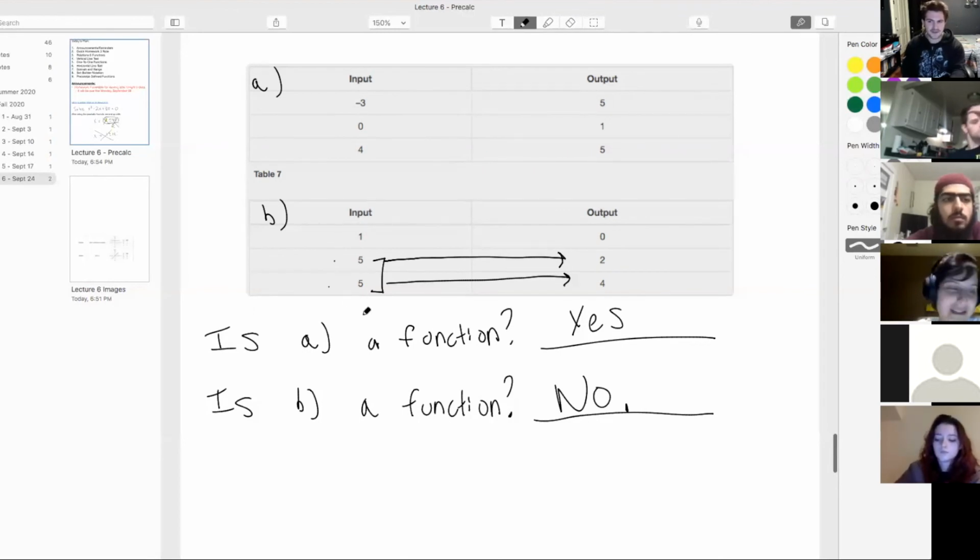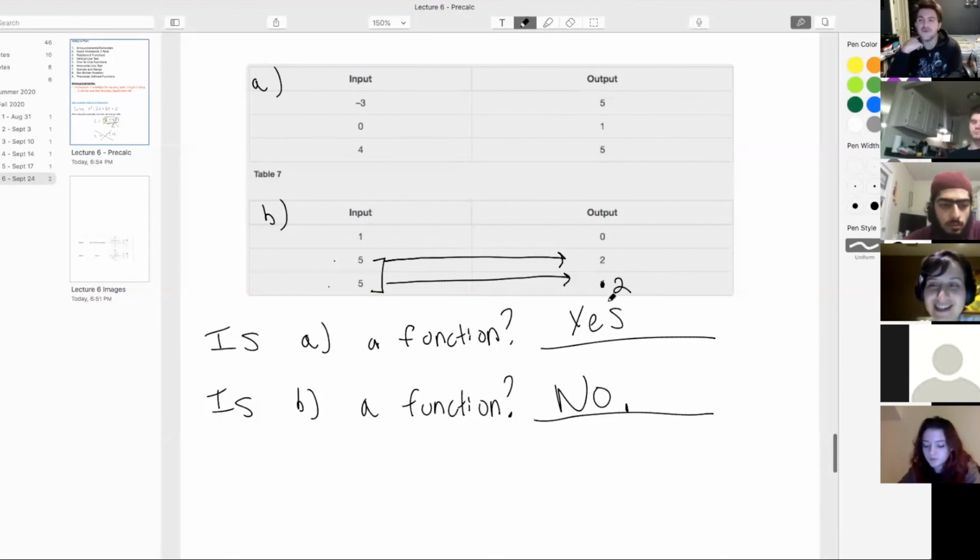Okay, thank you. But if I change this 4 to a 2, that would still be a function, right? This would be a function. Yes, that's what I'm talking about. You're just being redundant. You're just listing your elements twice for some reason, just to fool us. Good.